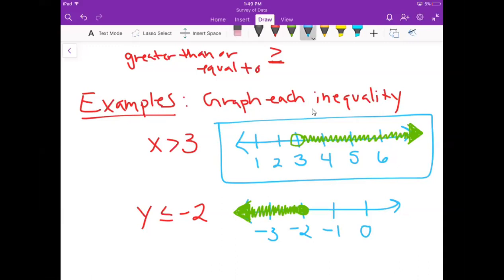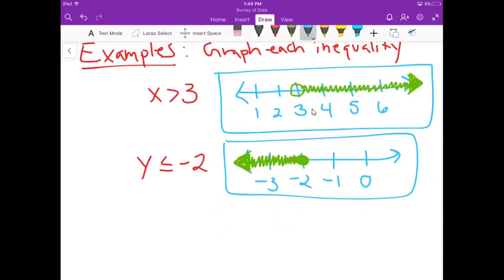Okay? And this again would be our final answer here. I tend to like to box in my final answer. Sometimes I'll forget to do that though.